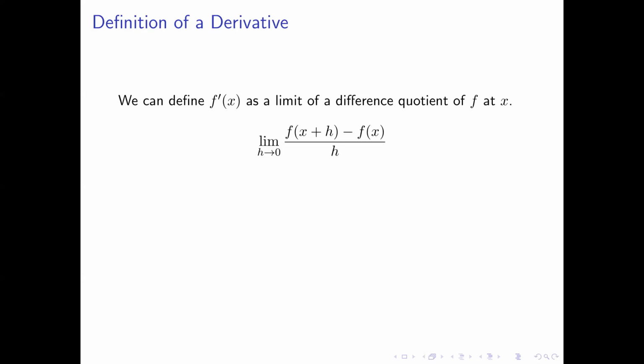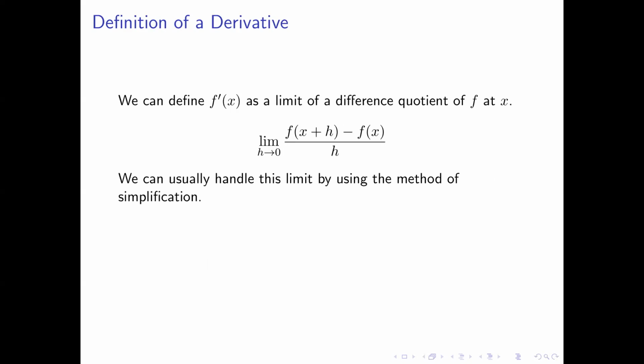And we introduced a definition of this derivative function as a limit of a difference quotient. So f prime of x can be defined as this limit right here, the limit as h approaches 0 of f of x plus h minus f of x over h.